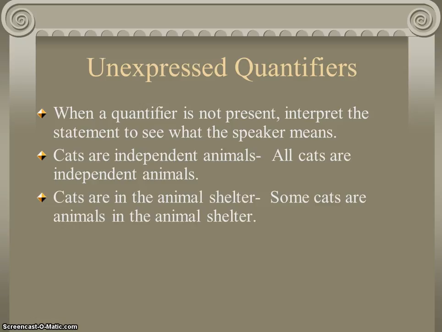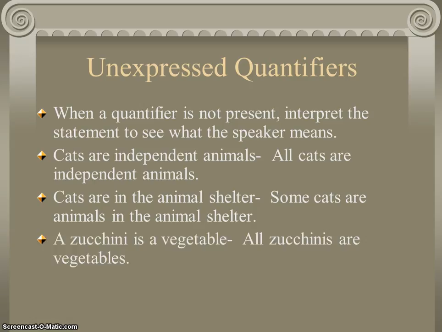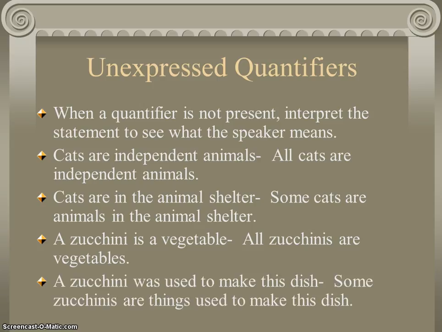Cats are in the animal shelter, excuse me. So here we look at it and say some cats are animals in the animal shelter. Okay, because we're not referring to every cat. Not every cat is in the animal shelter, but some are. A zucchini is a vegetable, so all zucchinis are vegetables, because we know that if we have a zucchini, it has to be a vegetable. A zucchini was used to make this dish, so some zucchinis are things used to make this dish.